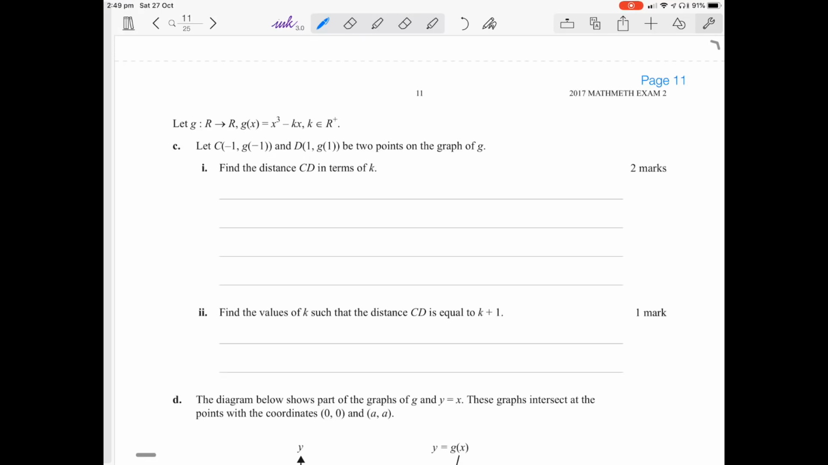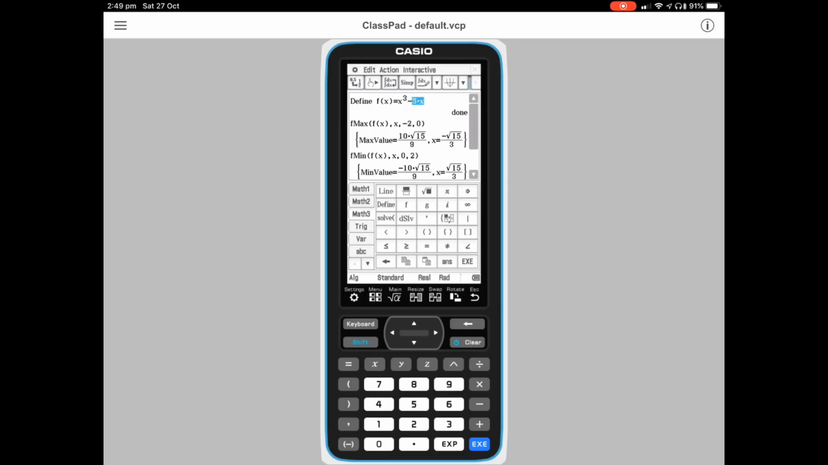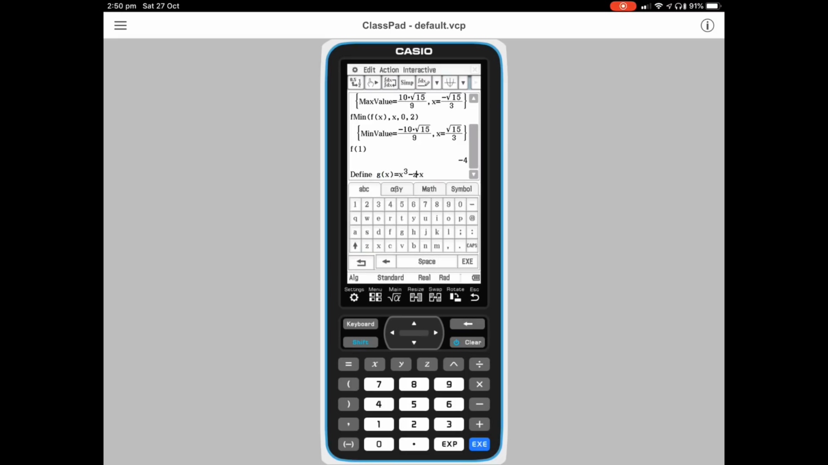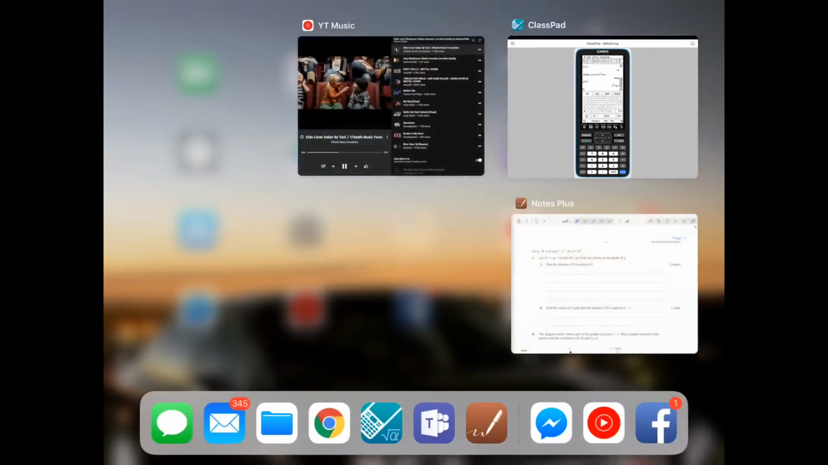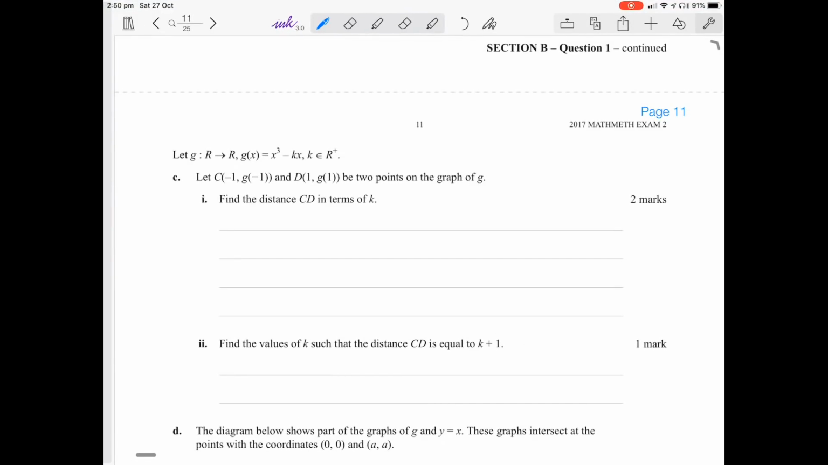Okay, x cubed minus kx. K is an element of R plus. So we can edit, copy, go down, edit paste. That's a g, and that's a k. For some reason it always puts in a z. So let's just check that, make sure nothing's stored in k. Okay, find the distance in terms of k.